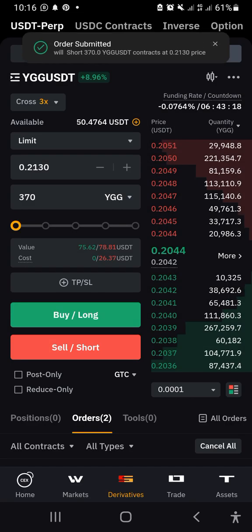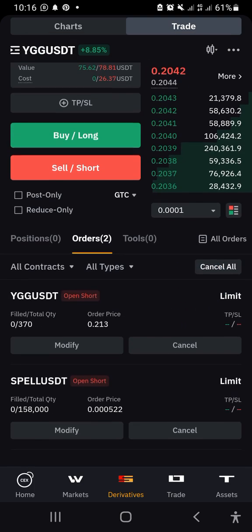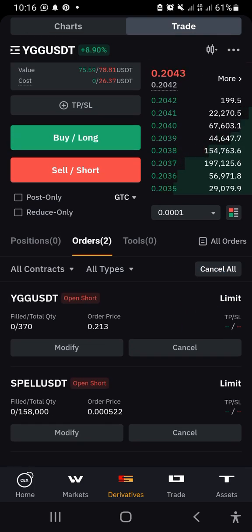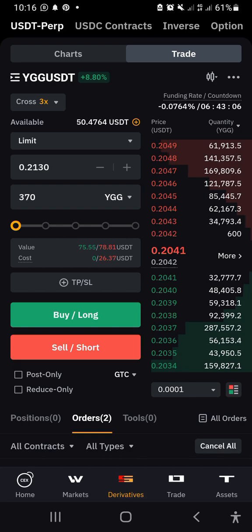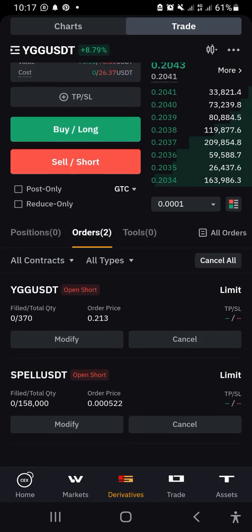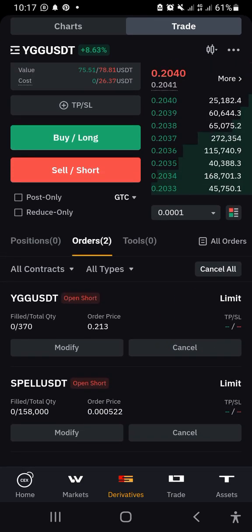Click on confirm. So you can see that I have 2 orders waiting to be activated. I still have $50, so which means I can still set 2 more traps. Now immediately I see that one has been activated, I will manually cancel the one that is yet to be triggered.